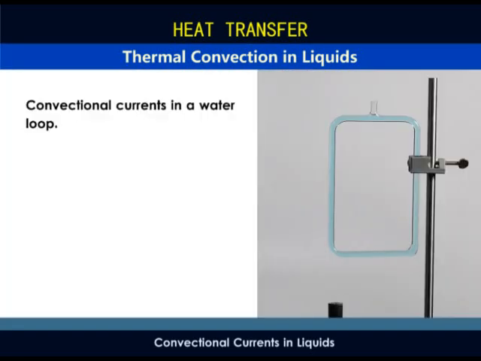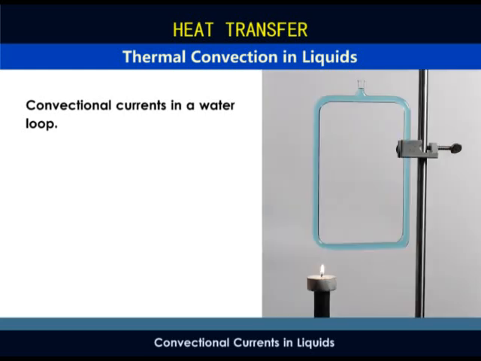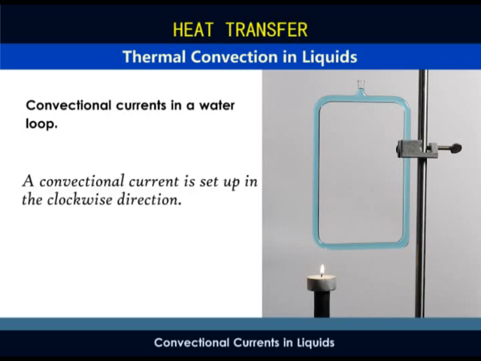We can also visualize thermal convection using a rectangular tube filled with water as shown on your screen. When the loop is heated at the bottom left end, a convectional current is set up in a clockwise direction. We can see this when a colored dye is added at the mouth of the loop. You can see that the dye travels clockwise and not even a little is traveling anti-clockwise.